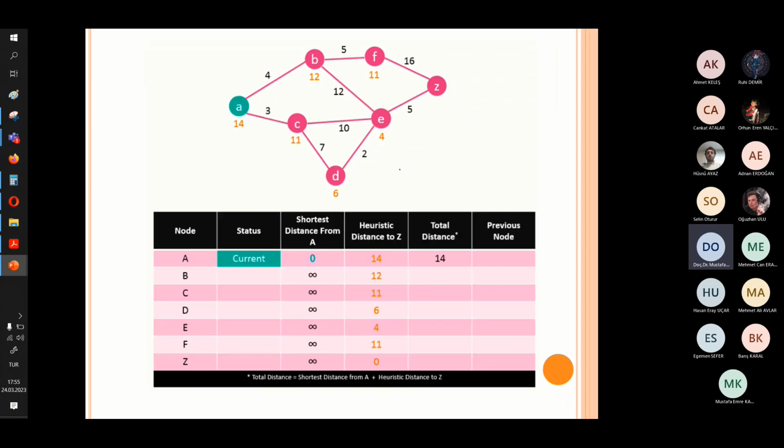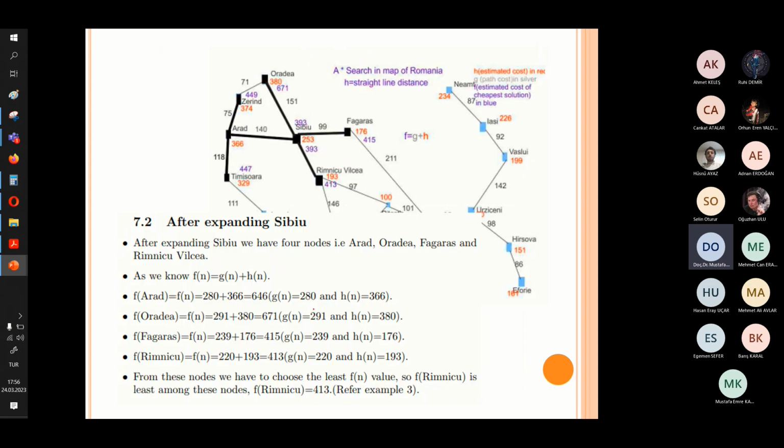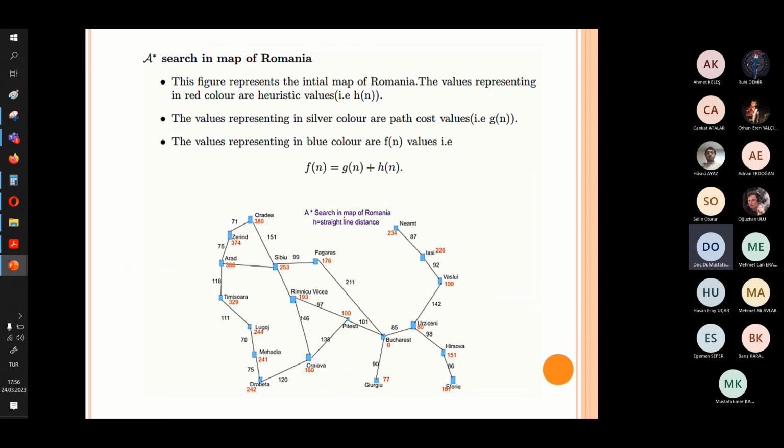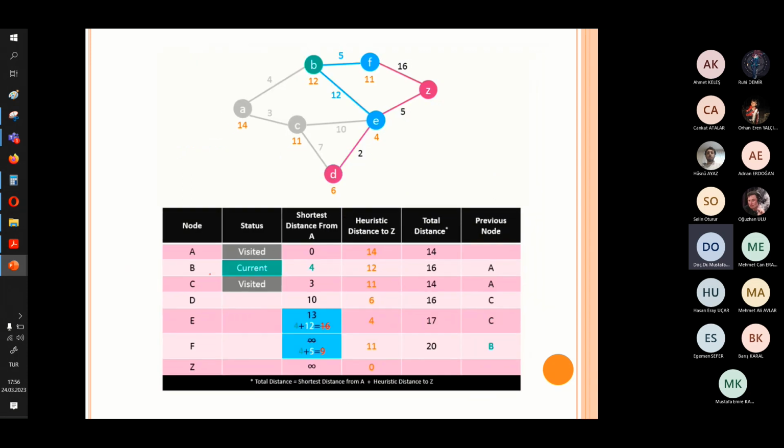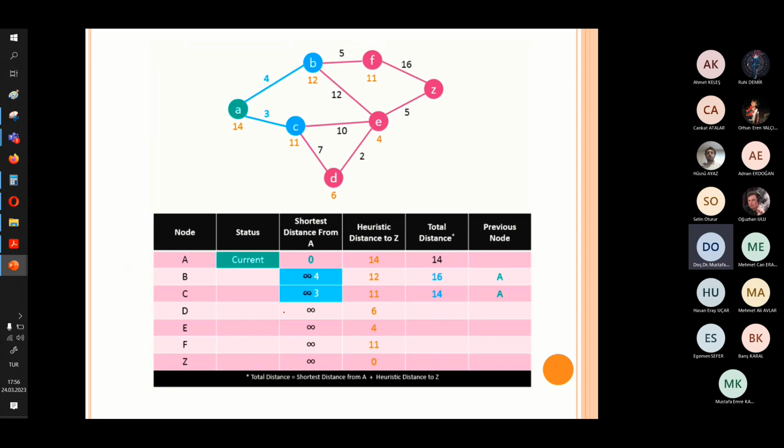Okay, let's calculate. Let's start. If in the past I asked such questions in exams, if there are very few nodes in our graph, you can arrange your solution as a table. But if it is extremely large, as in the case where there are so many cities, preparing a table will be time consuming.